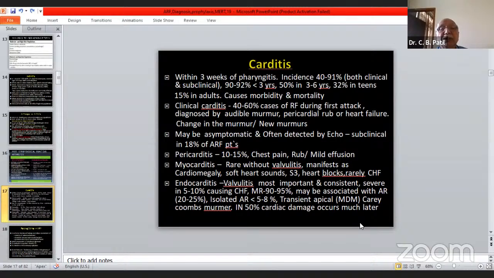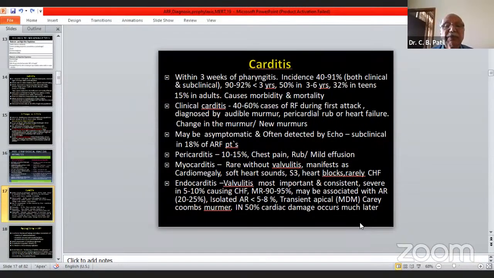Clinical carditis, 40 to 60% in case of rheumatic fever during the first attack, can occur, and it is diagnosed by an audible murmur, pericardial rub, or heart failure, and a change in the murmur or new murmurs. So changing murmurs, pericardial rub, evidence of heart failure, they all indicate that there is carditis. It may be asymptomatic and often detected by echocardiogram, where it is called subclinical carditis, which can be there in 18% of acute rheumatic fever patients.